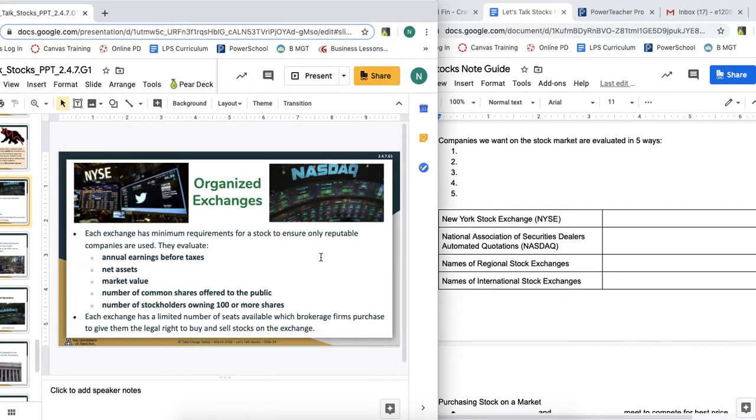So each exchange only has a number of available seats for brokerage firms who are going to buy and sell stocks on the exchange. And they also have a number of companies that they are willing to work with. So they are going to evaluate the companies who are basically invited to their stock exchange. If they reevaluate and you don't meet their standards, they can and will swap companies out for other companies.